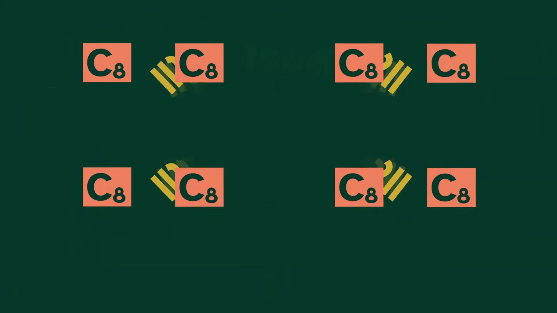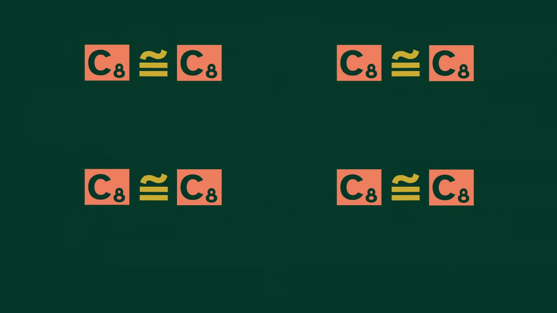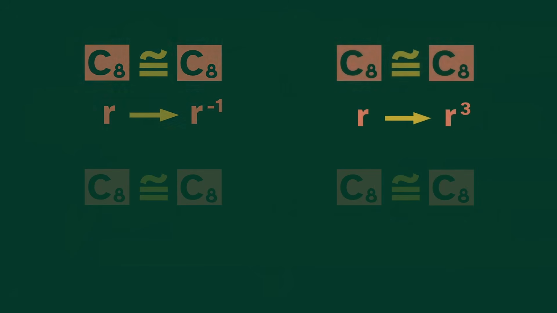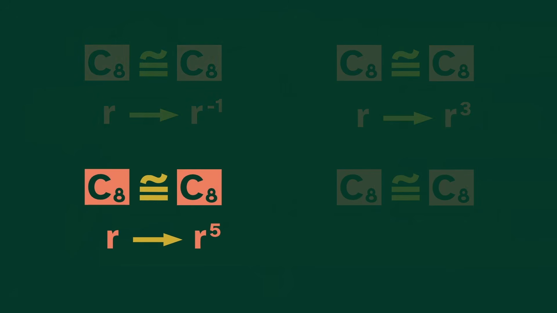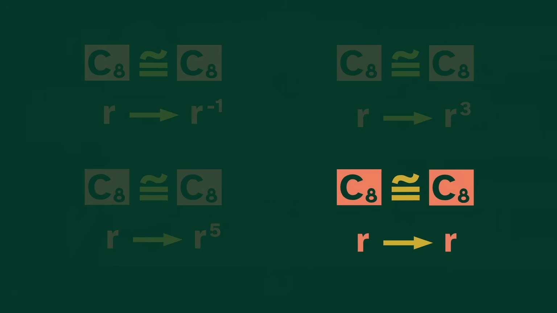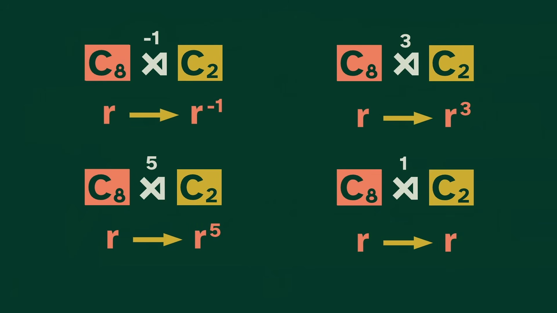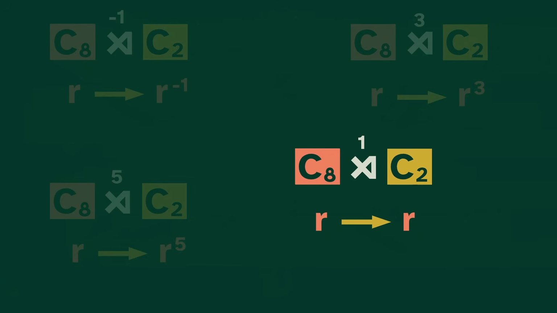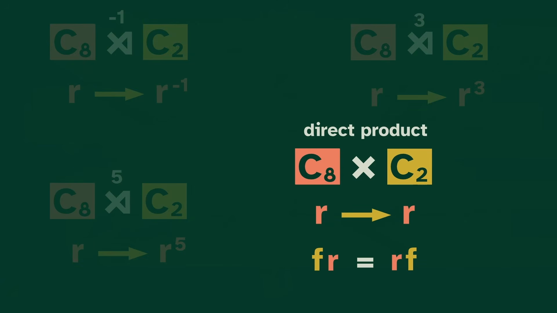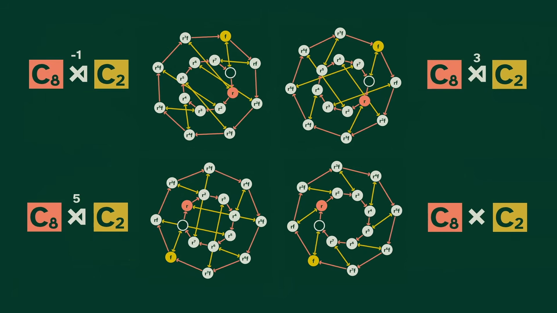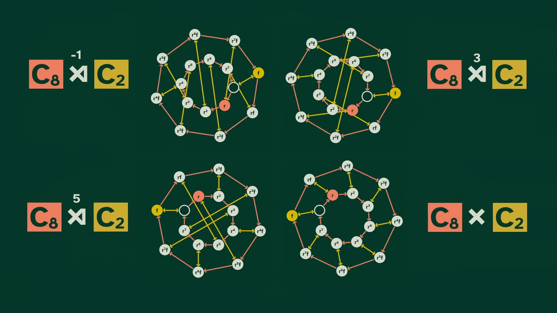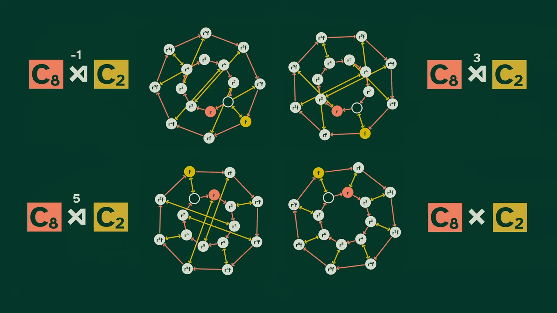And C8 has 4 isomorphisms to itself. The inverse, the third power, the 5th power, and just neutral, r to r. So we have 4 different SDPs. Wait, with the neutral one, doesn't that mean that r and f commute? That's just the direct product. Yeah, the DP is just a neutral SDP. And here are the diagrams for these groups. You can see the different ways that the 2-cycle acts.